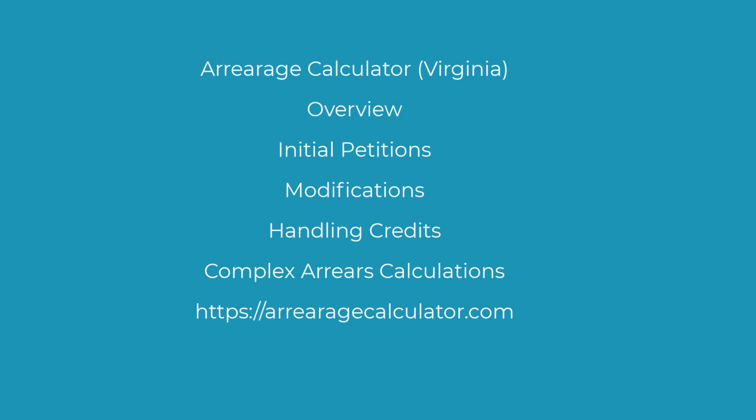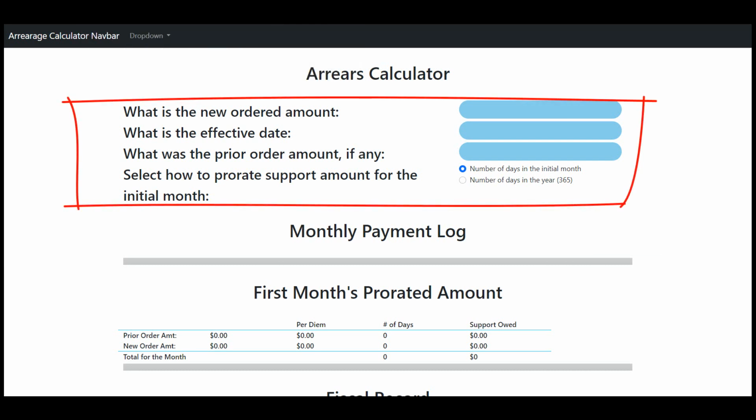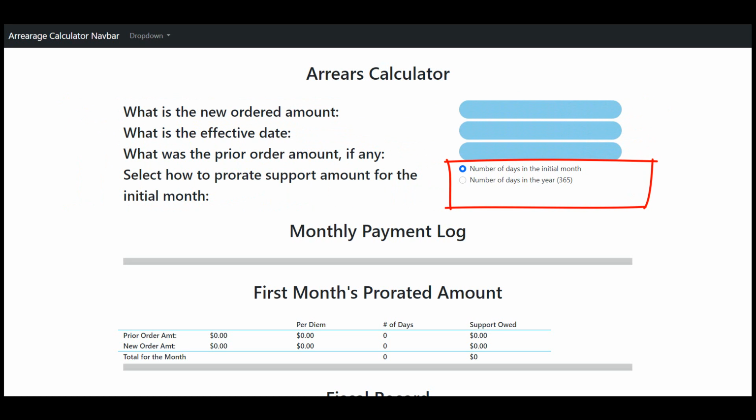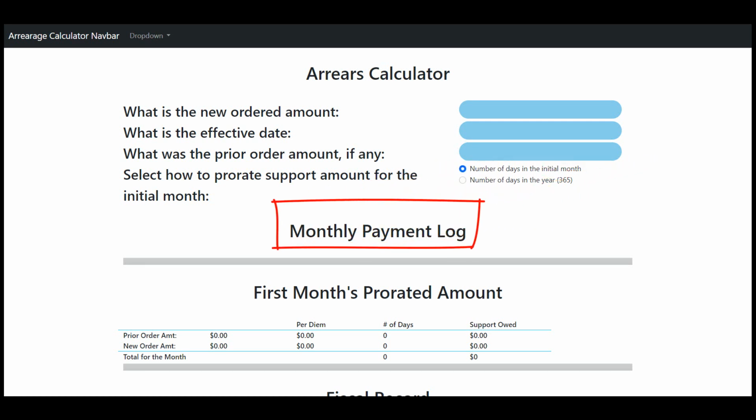So let's get started. Here's a quick overview of how to use the arrearage calculator to manage and track support payments for a case. At the top of the page, you enter the basic case details. You can choose how to prorate the first month, either by the number of days in that month or in a year. After entering the information, a monthly log is created where you record each month's support payments.